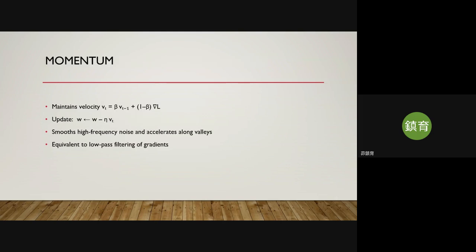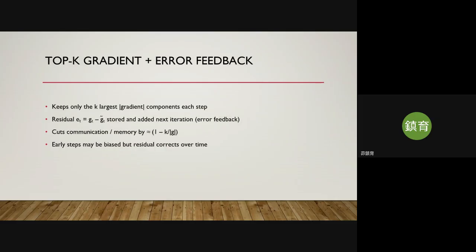Momentum adds a running average of recent gradients, which is called velocity, and it updates with the velocity. That smooths out the noise and builds speed along directions where the slope is consistent. And last, we have the top K. It basically only keeps the K largest gradients and stores the rest in a buffer. In the next step, the buffer is added back before we select the new top K. So information isn't lost. It's just delayed.